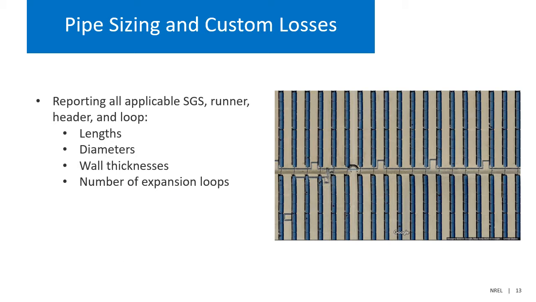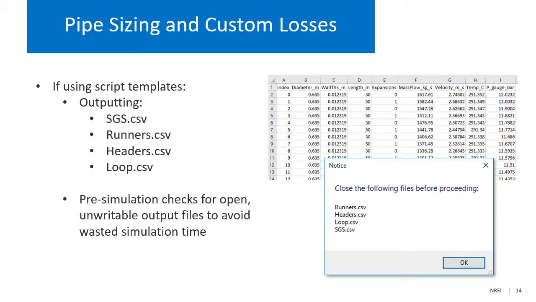The lengths, diameters, wall thicknesses, and number of expansion loops are being reported for the entire field, thermal energy storage, and steam generator system for post-processing by the user. The HTF properties in each of the pipe sections are also reported at steady-state design conditions. The example scripts also have checks for reducing wasted simulation time.